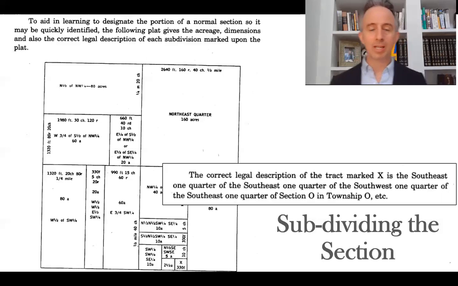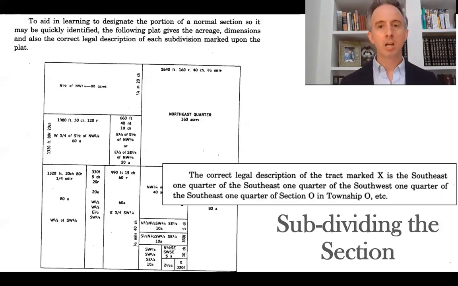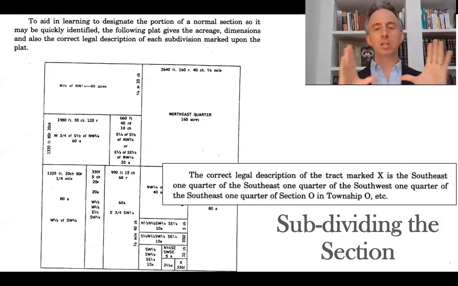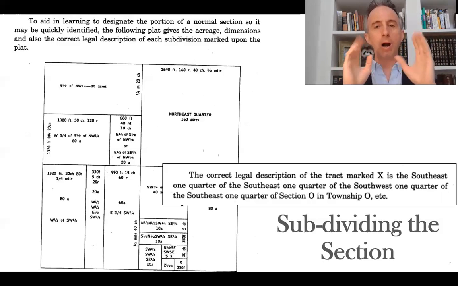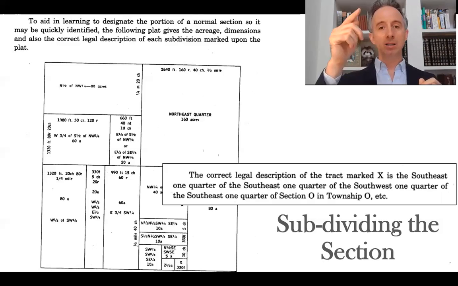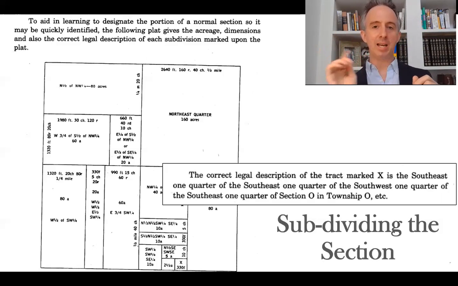So my recommendation is, when you run across these in your book, and I promise they won't be quite this complicated, you want to draw the full 640 acre section and then start subdividing it to figure out what property you're talking about, starting at the end and working your way backwards to the full property.